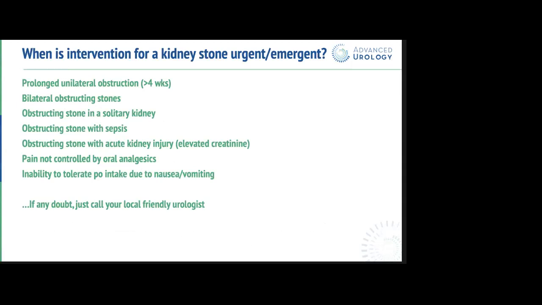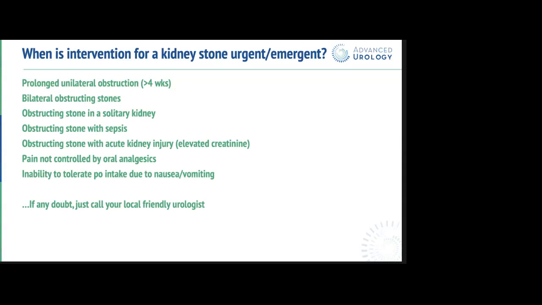So if they've had an obstruction longer than 4 weeks, and the reason 4 weeks is sort of the magical number is that permanent renal damage is thought to occur after about a month. And this is from studies that were done in animals where the ureters were tied off and then the kidney function was monitored.